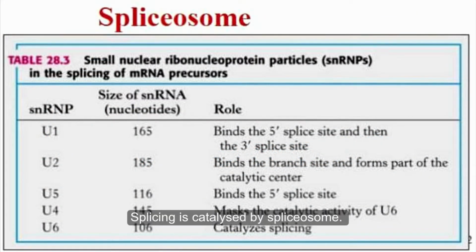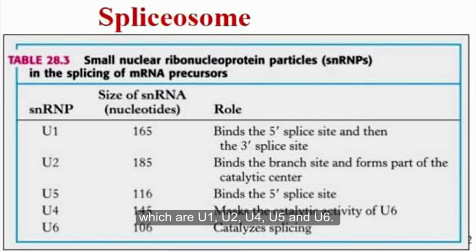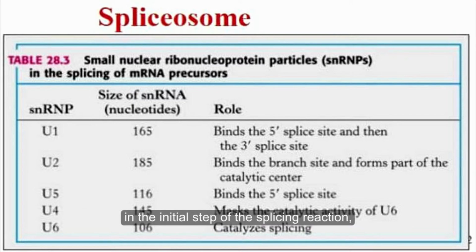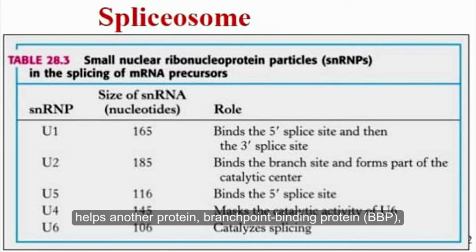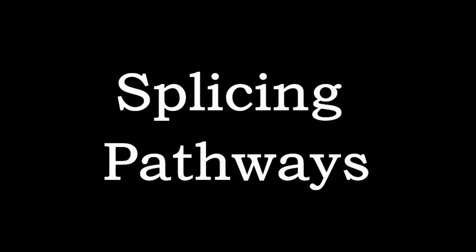Splicing is catalyzed by spliceosomes. Spliceosomes are composed of small nuclear ribonucleoproteins, snRNPs, which are U1, U2, U4, U5 and U6. Some non-snRNPs are also involved in splicing. For example, U2 auxiliary factor, U2AF, recognizes the polypyrimidine tract splice site, and in the initial step of the splicing reaction helps another protein, branch point binding protein BBP, bind to the branch site adenosine A.